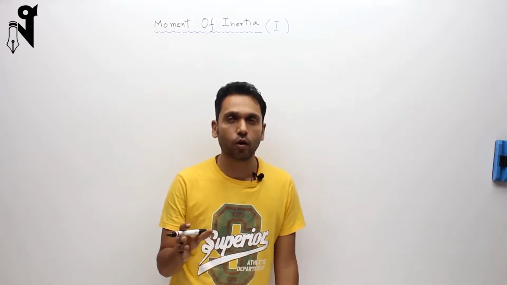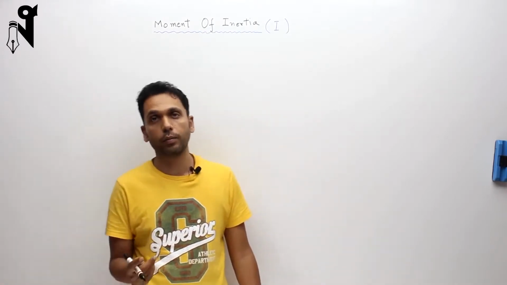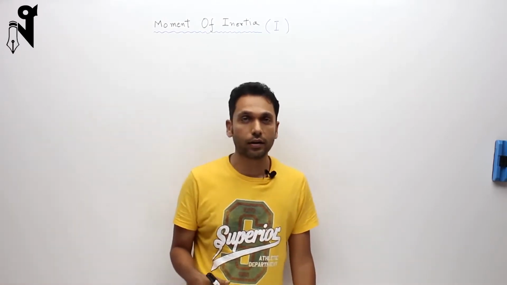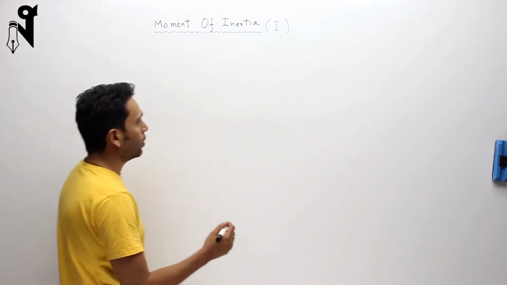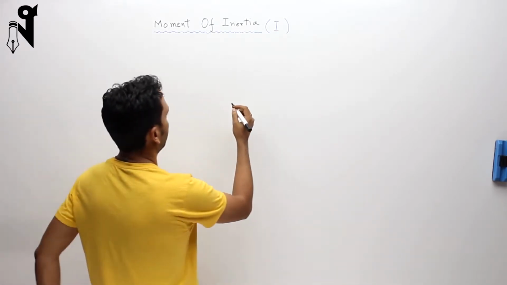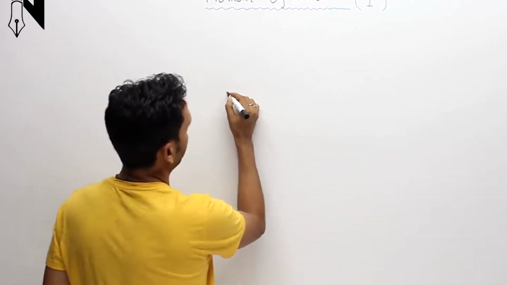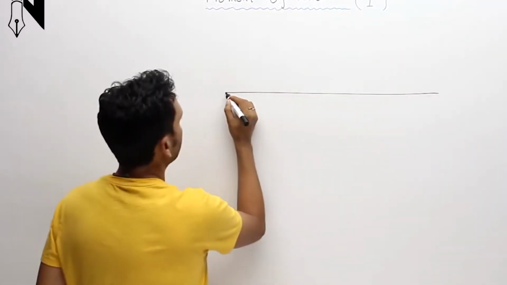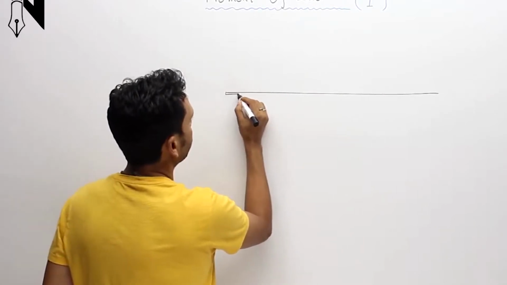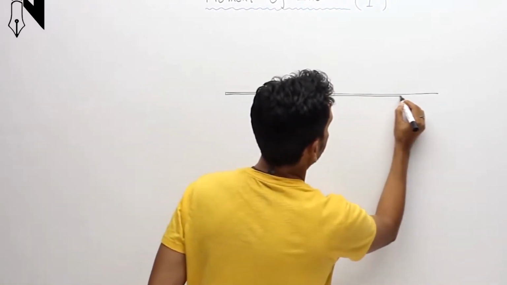Now when I say thin rod, what is it? What does thin mean? A thin rod may be a very fat rod for, say, an ant. So what is a thin rod? If the cross section is way smaller compared to the length of the rod, that's a thin rod for you. So I'll draw some width to that.